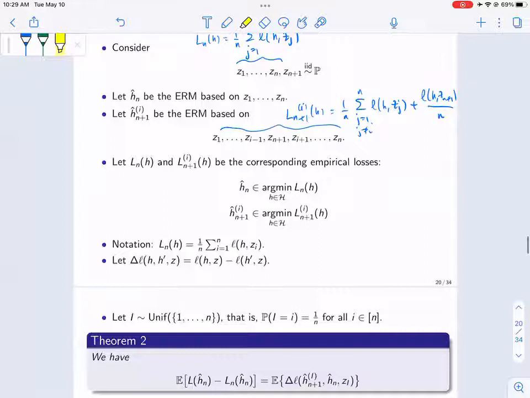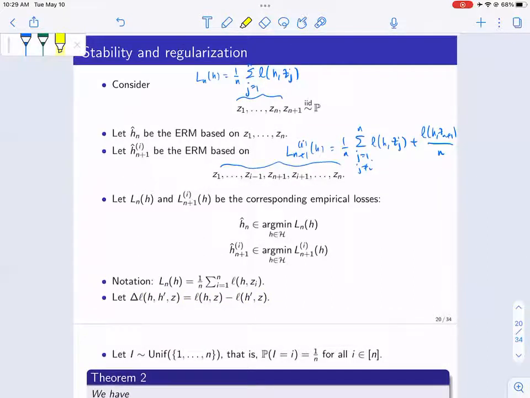And then I'm going to also use this notation for simplicity: the difference in the loss function between two functions at a given z. You have a loss function, fix z, and then you apply it to two different functions. The difference I'm going to write as delta L(h, h', z). We'll get back to this. So the setup is clear.